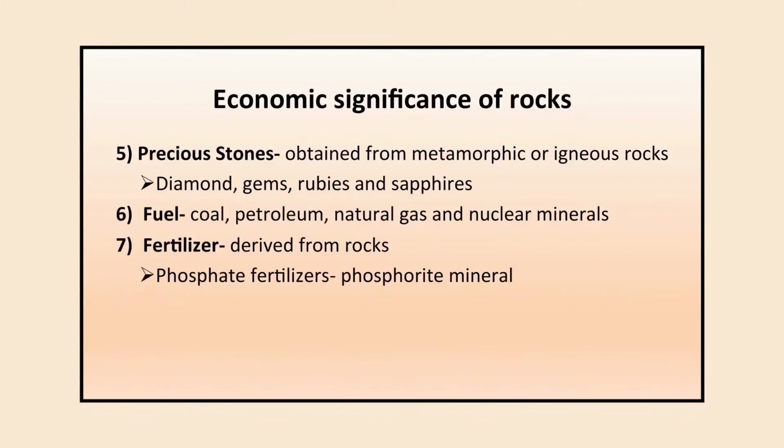Another economic significance is precious stones. Various precious stones are derived from metamorphic and igneous rocks, for example diamond, gems, rubies and sapphire. The sixth important significance of rocks is that various fuels are derived from them. For example, coal, petroleum, natural gas and nuclear minerals are also there, which are used for generating electricity, and these are used in houses, industries and various other purposes. Fertilizers are also derived from rocks. Phosphate fertilizers are derived from phosphorite minerals, and these are widely used in growing food.